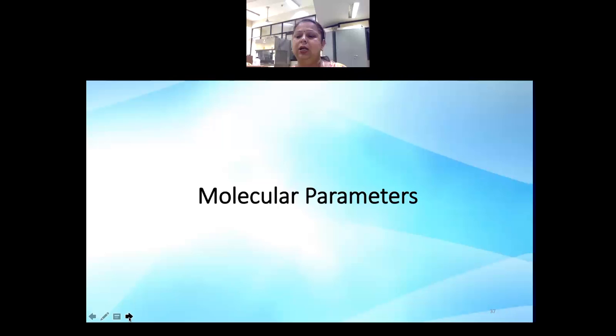Now comes the second part of the lecture, the molecular parameters. Molecular parameters are an essential part of a QSAR model, meaning which molecular parameters you will consider for making a QSAR model.